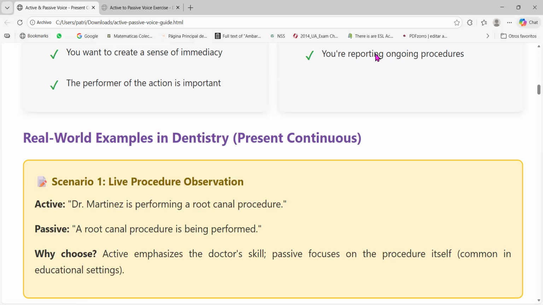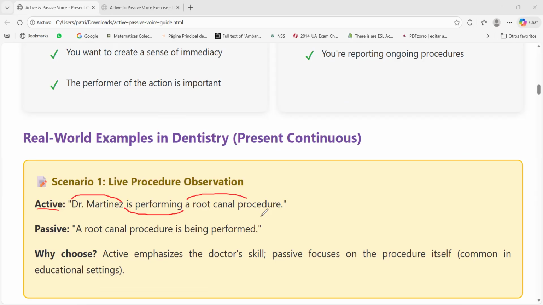Okay. Active, here, Dr. Martinez. We focus on Dr. Martinez, action in progress. What? A root canal procedure. Procedure is the process. Then you say, okay, Dr. Martinez is important.